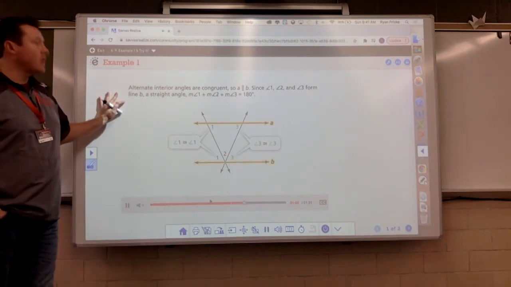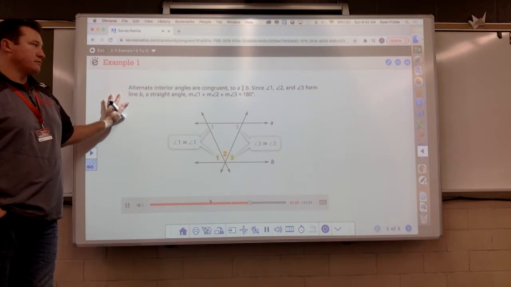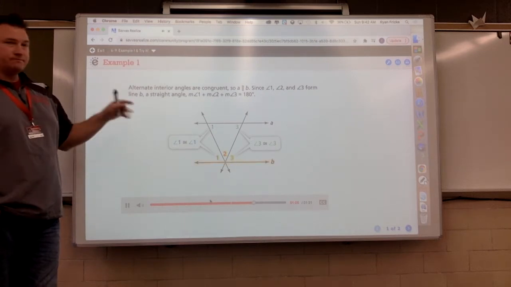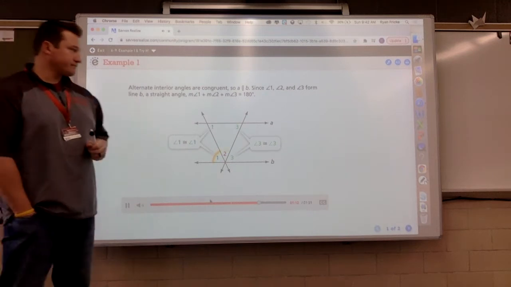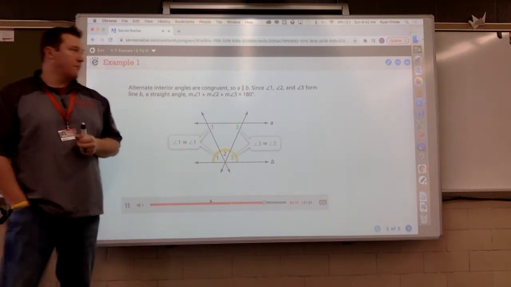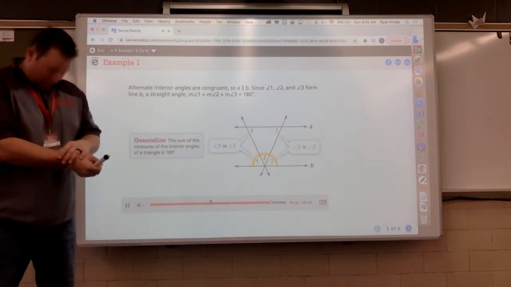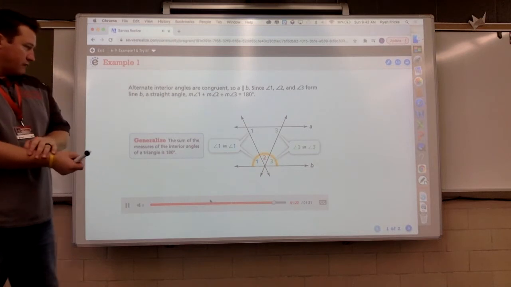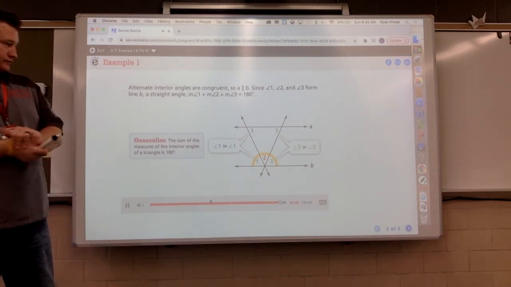Since angle 1, angle 2, and angle 3 form line B, a straight angle, the degree measure of angle 1 plus the degree measure of angle 2 plus the degree measure of angle 3 equals 180 degrees. This relationship describes an important property of all triangles. The sum of the measures of the interior angles of a triangle is 180 degrees.